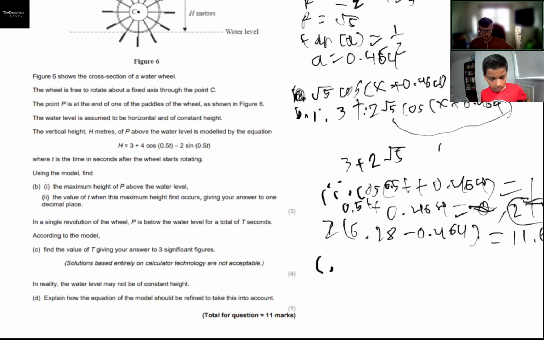So the next question: in a single revolution of the wheel, P is below the water for a total of T seconds. According to the model, find the value of T, giving your answer to 3 significant figures. So how long will the point P be below the water for? So we want how long it would be less than 0.